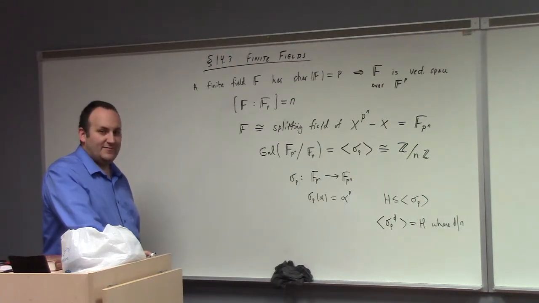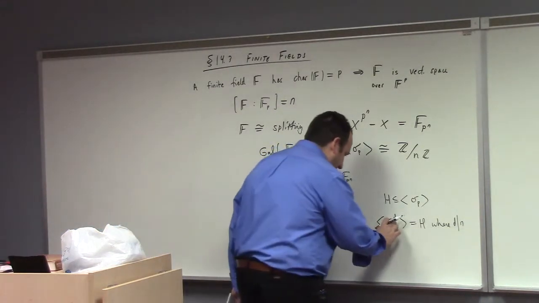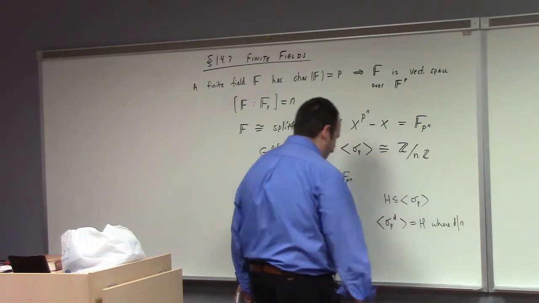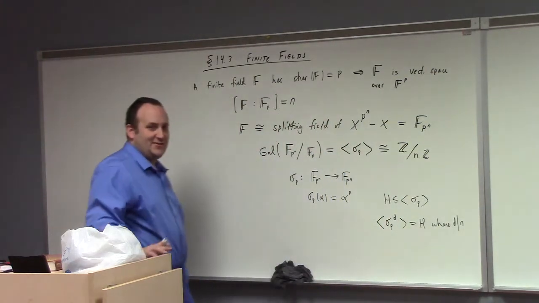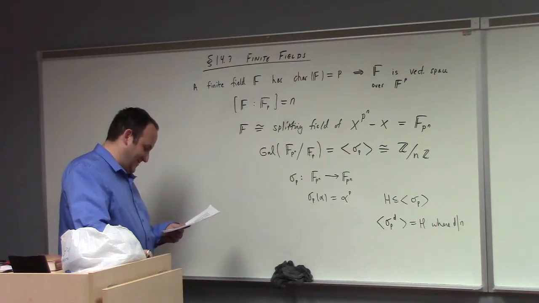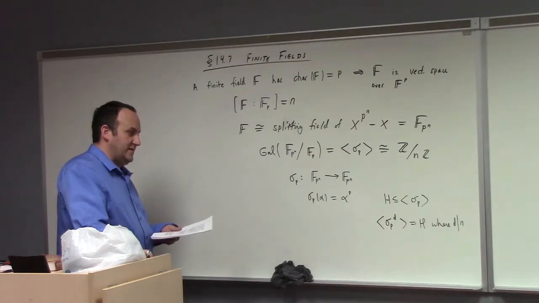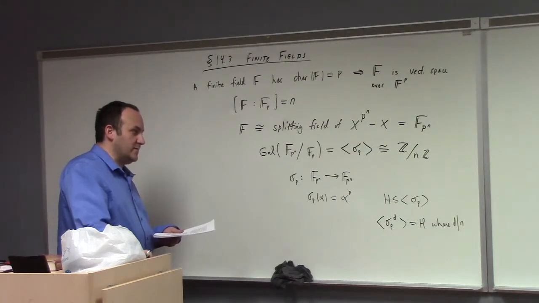Hey, I'm not writing in, you need to get some glasses. It's sigma_p to the what? Oh, the very bottom. Oh, to the d. Did you say if d was relatively prime to something? If d is relatively prime to n, then that would mean that it's also a generator for the whole Galois group.